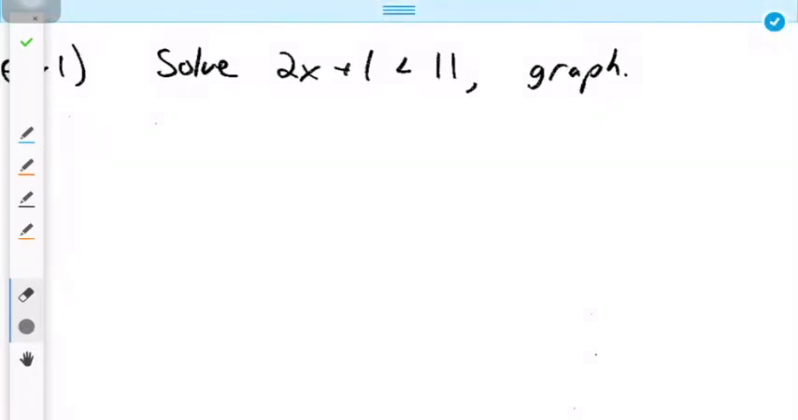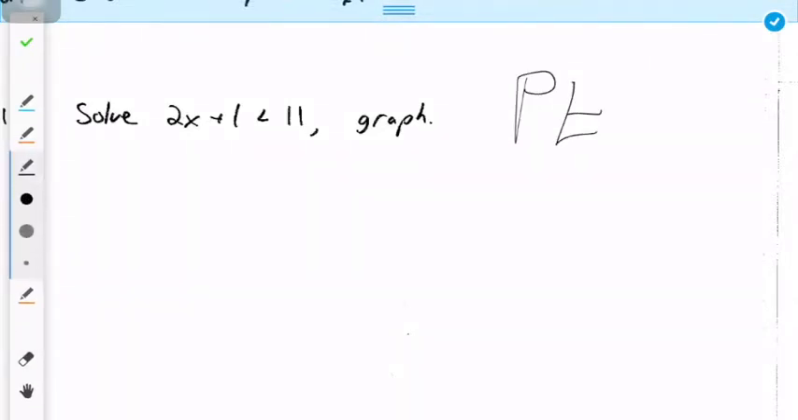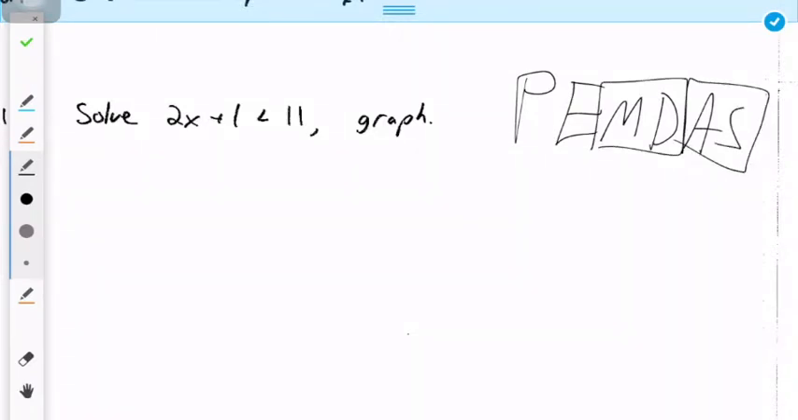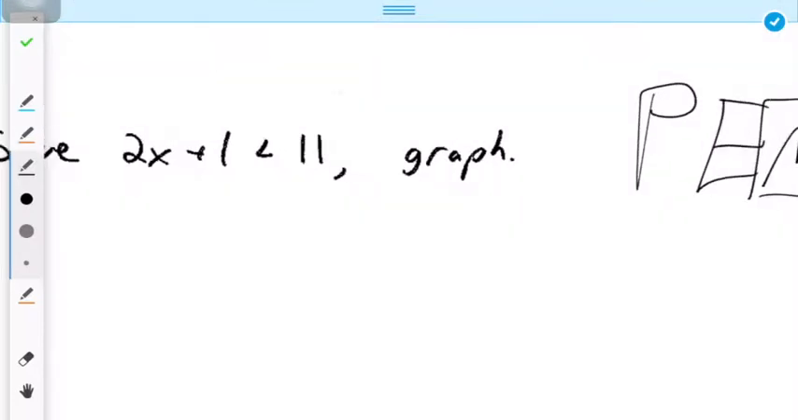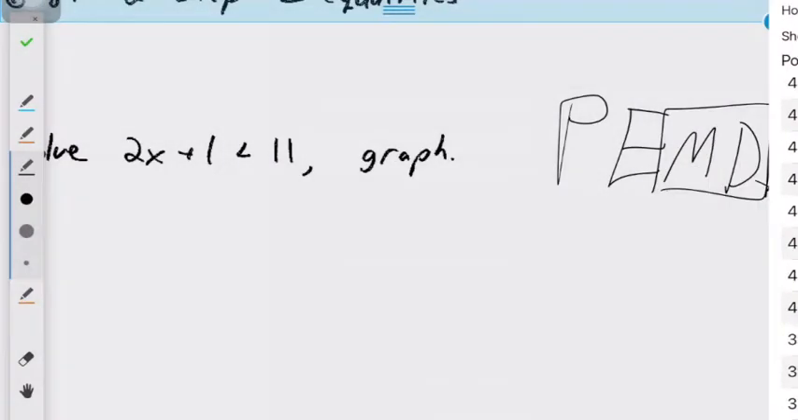In example 1, it says solve 2x plus 1 is less than 11. Now, when we were looking at this, we did this with reverse PEMDAS. So I'm going to write that down. I'm going to square out the AS and the MD here, simply because those two kind of work together. So A and S, addition and subtraction, work at the same time. Multiplication and division also work at the same time. Now, when we did this, we wanted to work backwards in this direction here.